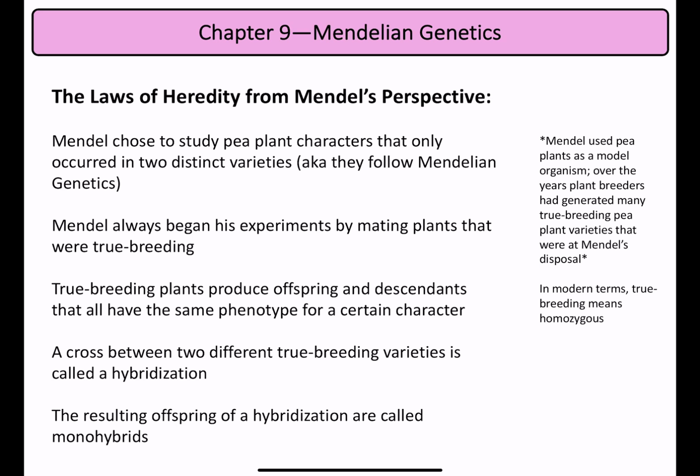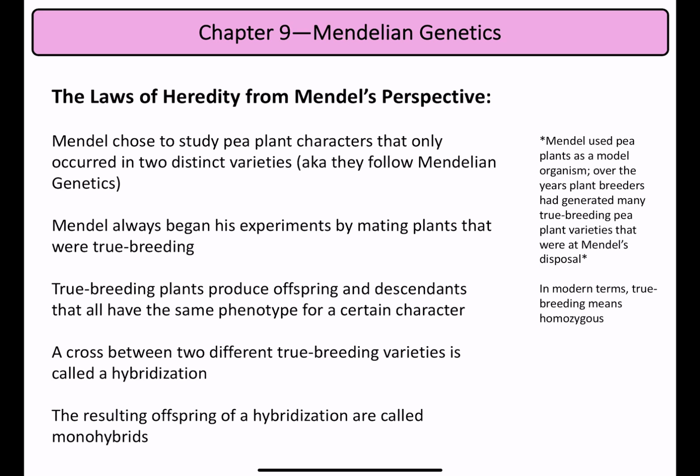Now what that means in a genetic sense is that if you were to plant the seeds of a true breeding purple flowered plant, all their offspring would be purple, and then all of their offspring would be purple after that, the next generation. Okay, it's just purple. We'll have a better term for that when we move on in this chapter. That term is homozygous.